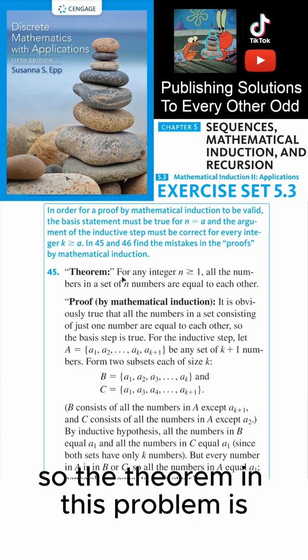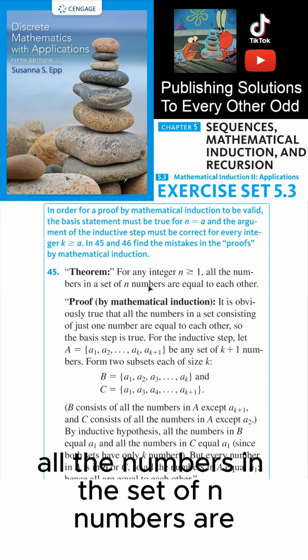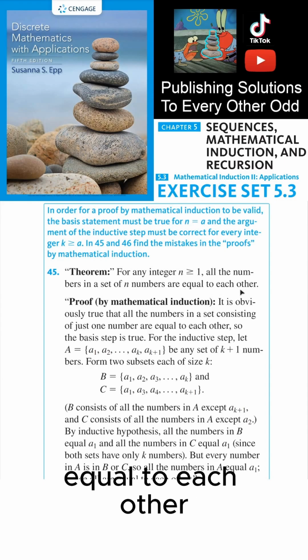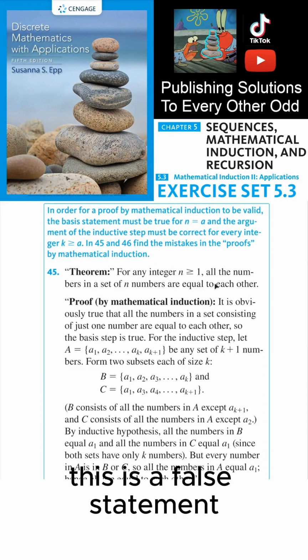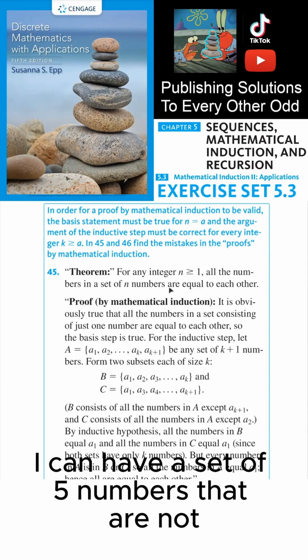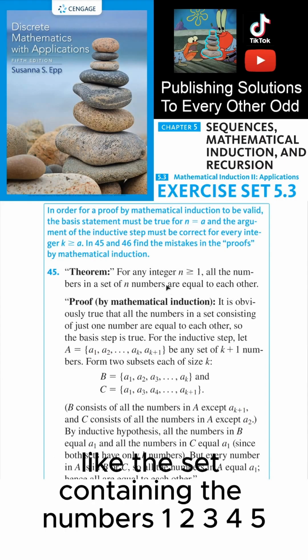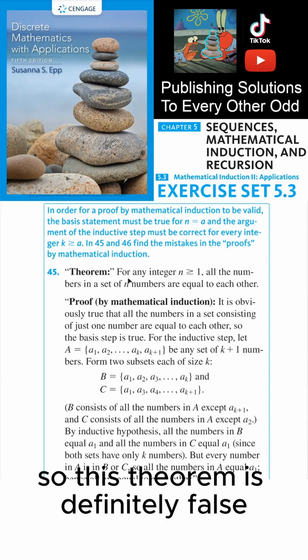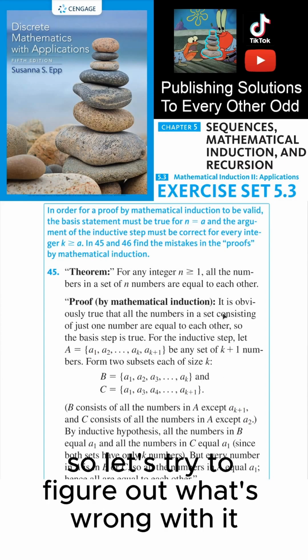So the theorem in this problem is: for any integer n greater than or equal to 1, all the numbers in the set of n numbers are equal to each other. Now, the reason why this theorem is in quotes is because it's false. This is a false statement. I can have a set of 5 numbers that are not all equal to each other, like the set containing the numbers 1, 2, 3, 4, 5. So this theorem is definitely false, which means this proof is definitely not a proof. So let's try to figure out what's wrong with it.